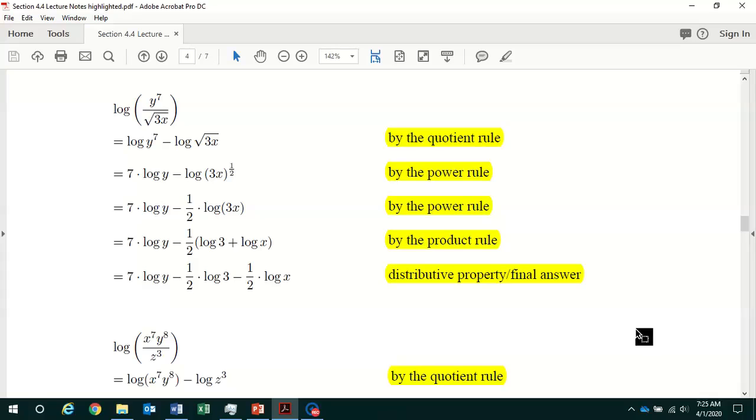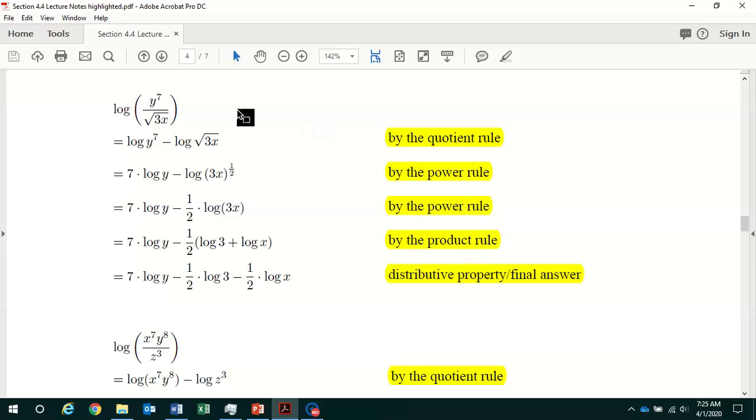Alright class, in this video we continue our discussion of section 4.4, laws of logarithms. We are starting at the top of page 4 of your lecture handout. We're going to work a few more examples of expanding a logarithmic expression.